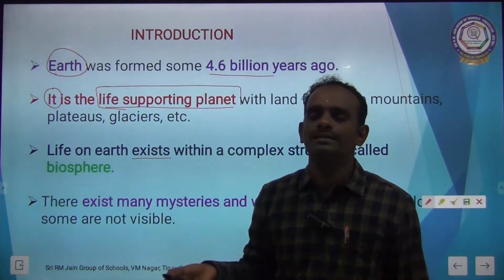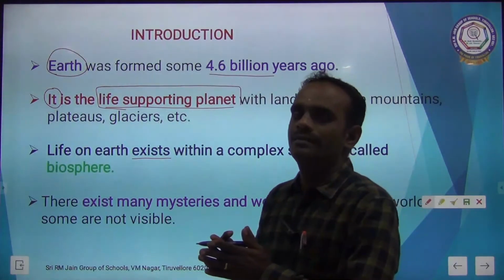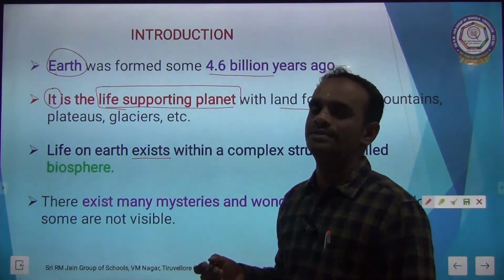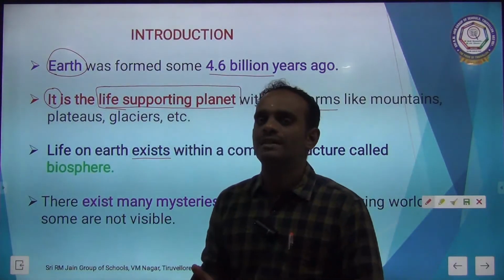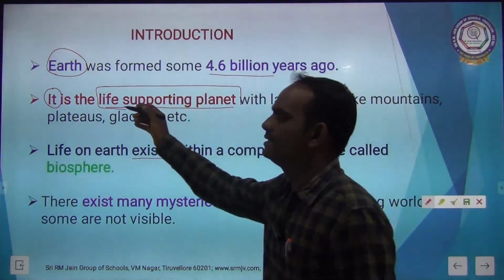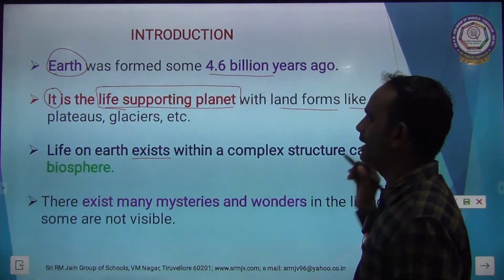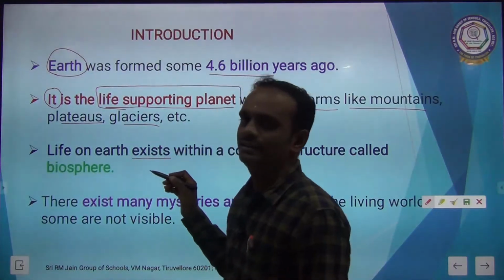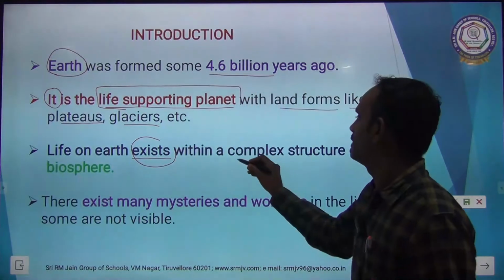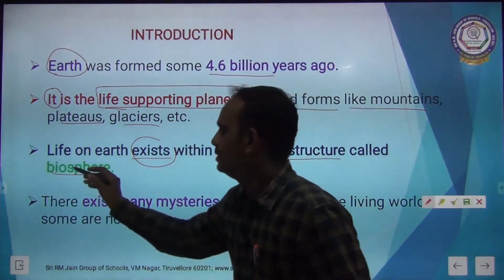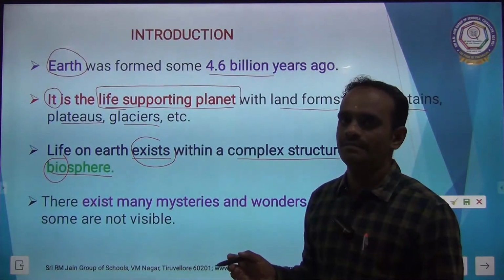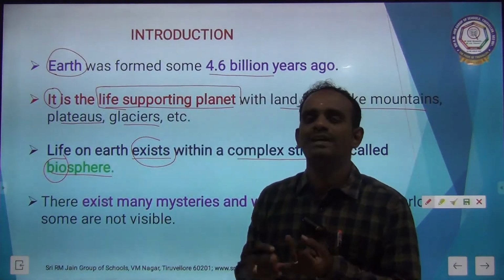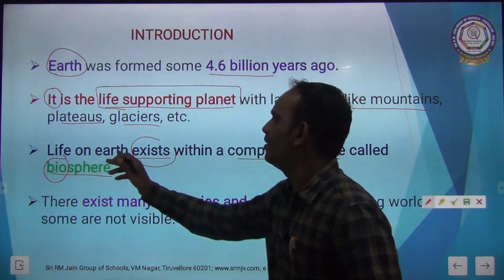Different life, different living organisms exist on the Earth. So it is a life supporting planet with landforms. What are the landforms? Mountains, plateaus, valleys, glaciers, etc. Life on earth exists within a complex structure called biosphere. Bio means living organism. So biosphere is one of the layers which surrounds the earth, along with lithosphere, hydrosphere and atmosphere.